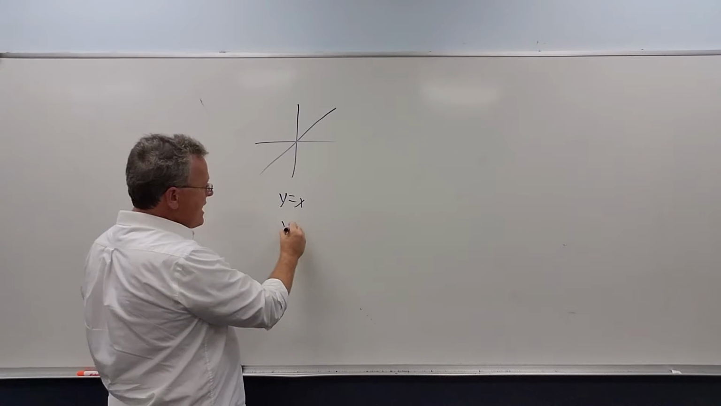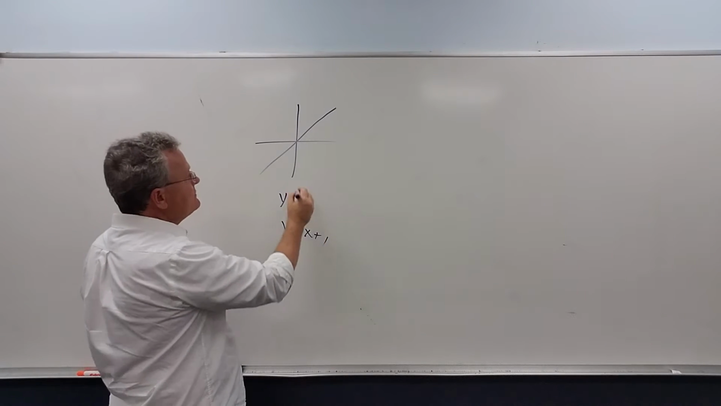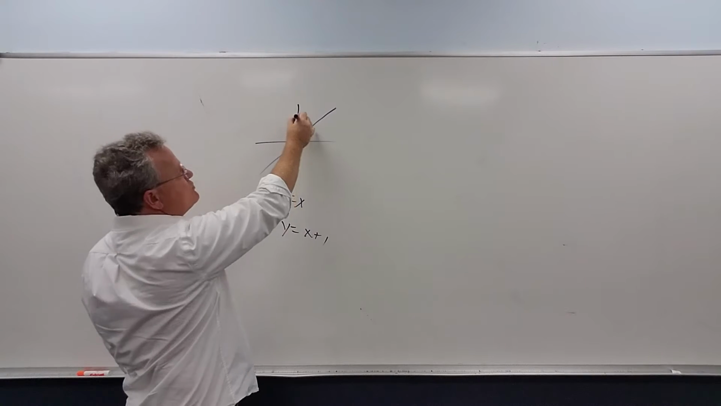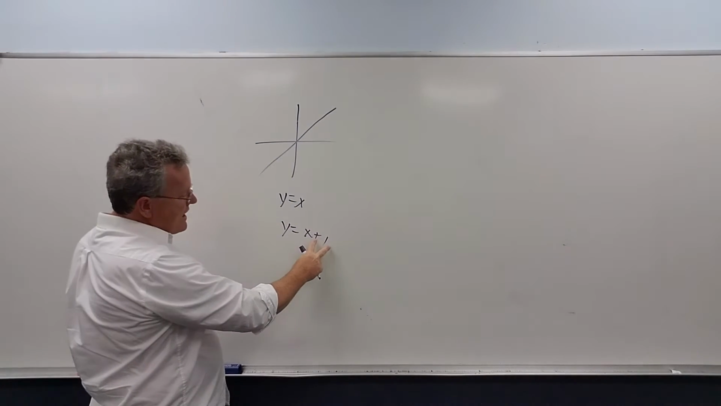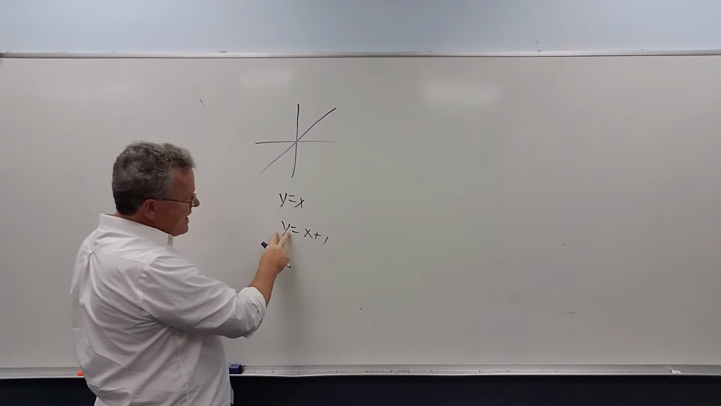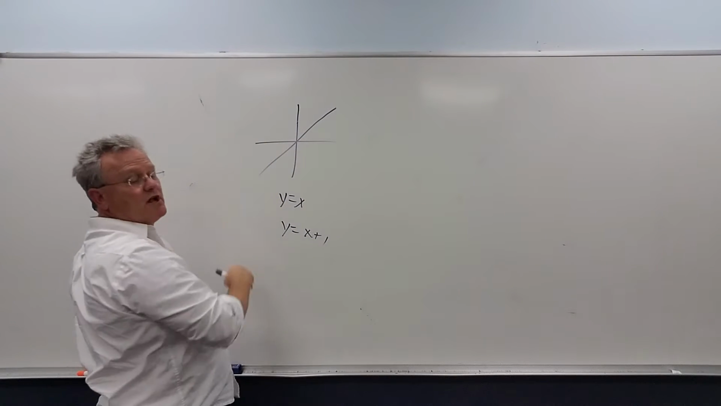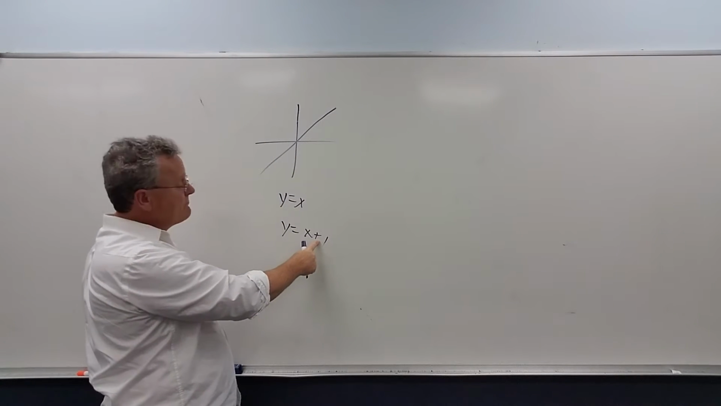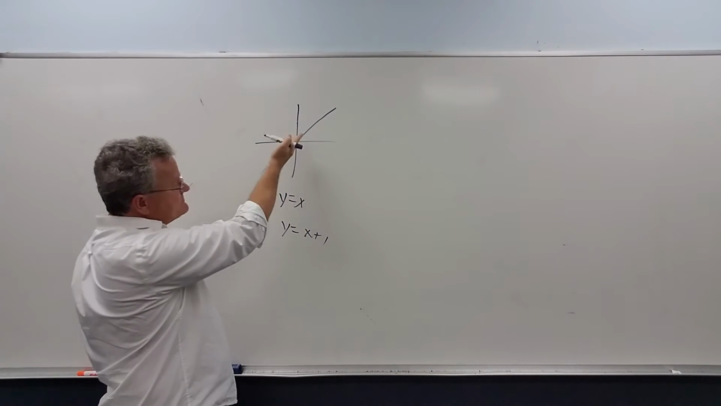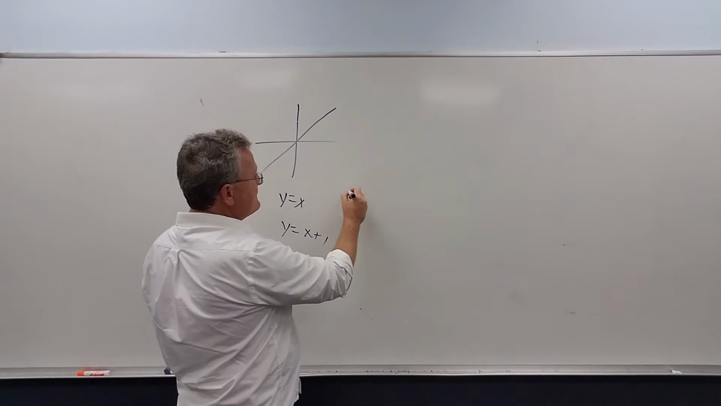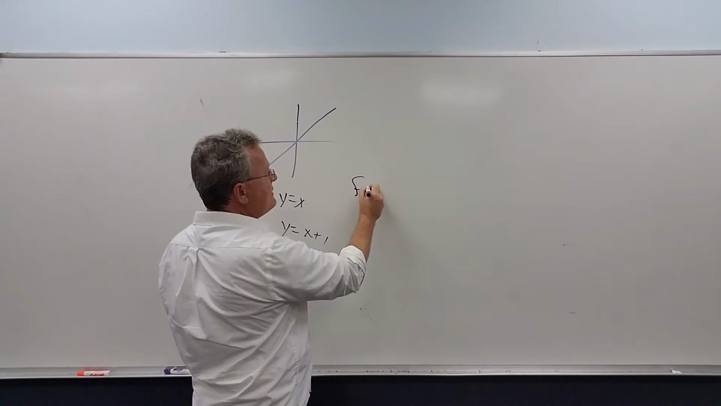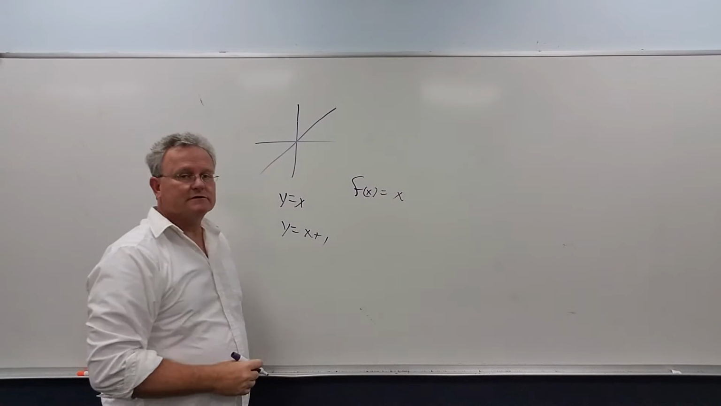If I graph y equals x plus 1, that takes this graph and moves it up one place. All right? So when you add a number to your y value, it moves it up. Or if you subtract a number, it moves it down. Now keep in mind that instead of y, we could write f of x.